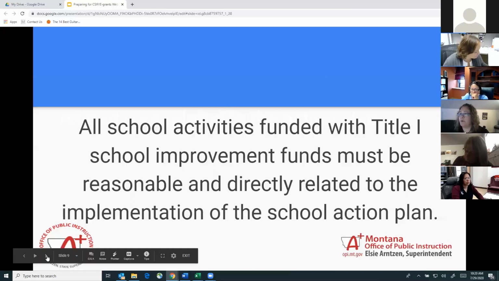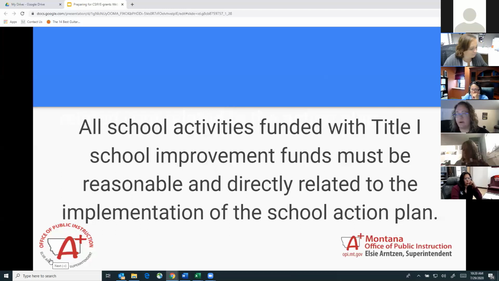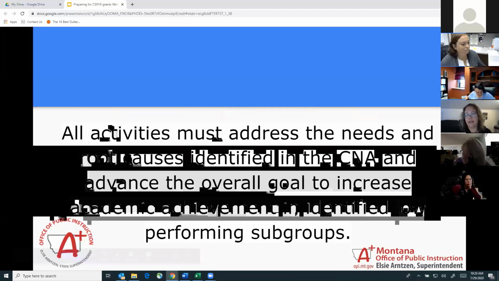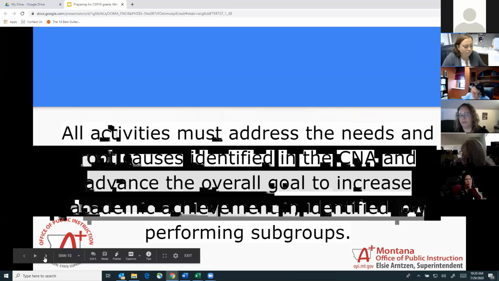We were hoping to prepare you and support you so that when the eGrant system is up for this, you'll be ready and successful. And so we just want to make sure that you understand that everything has to be tied to your action plan. So all activities must address the needs and root causes identified in your CNA, and it must advance the overall goal to increase academic achievement in your identified low performance subgroups.